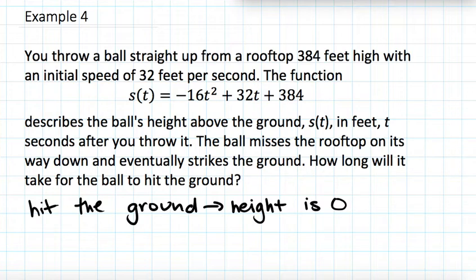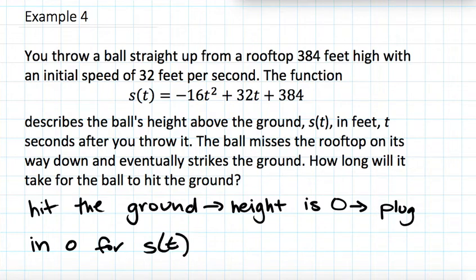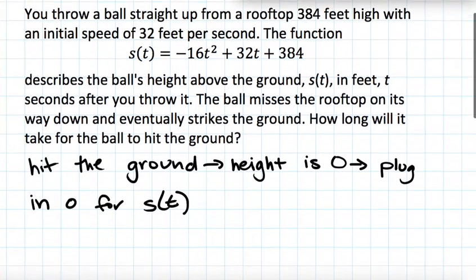So what we're going to do is plug in 0 for s of t. So s of t is height. If the height is 0, then we replace s of t with 0. t is the time in seconds, and that's what we're looking for, since our question is how long it will take for the ball to hit the ground.